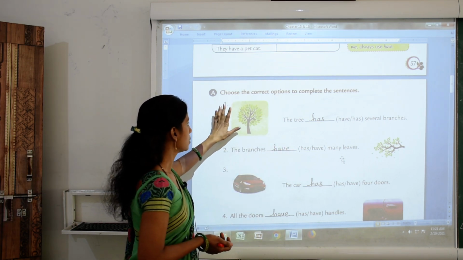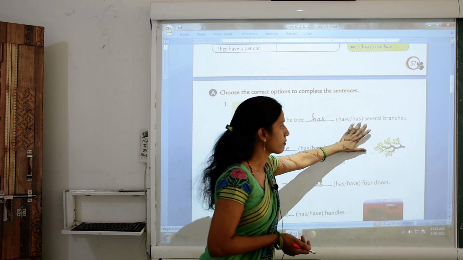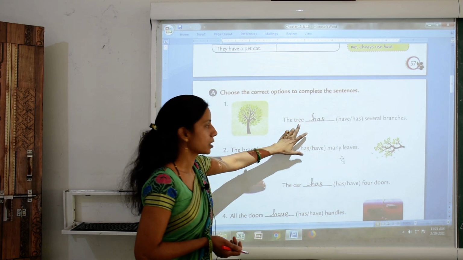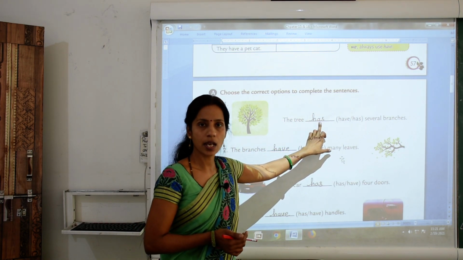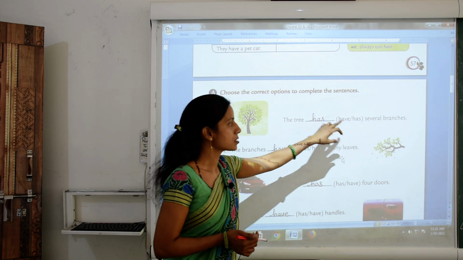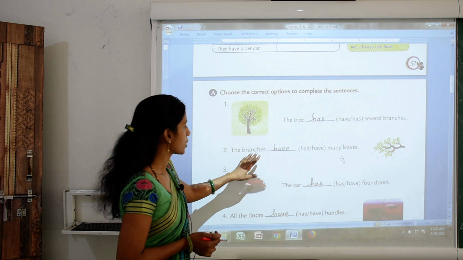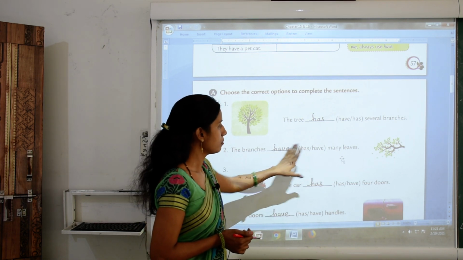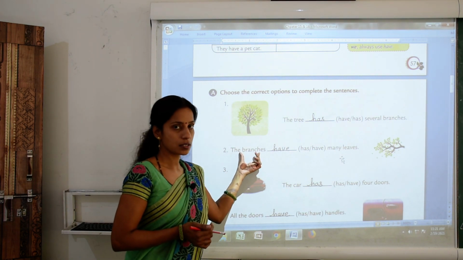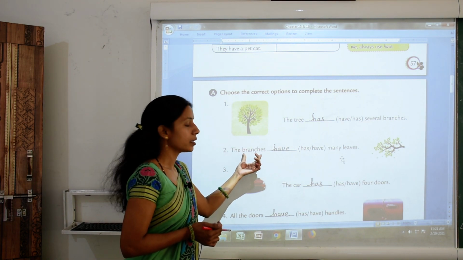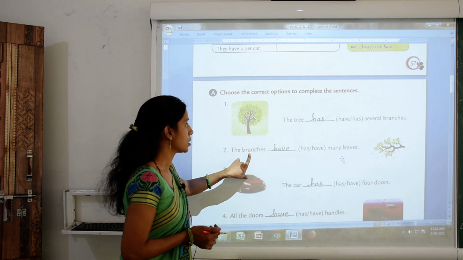Okay, let's start. Number 1, the tree dash several branches. Tree means singular. So tree has, H-A-S, has. A tree has several branches. Okay. Second, the branches have many leaves, because here we are talking about branches. Branch, not one, it is more than one. Okay, tree is singular, but branches is more than one.